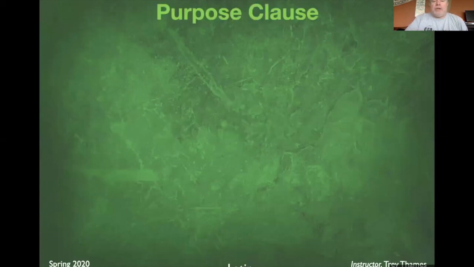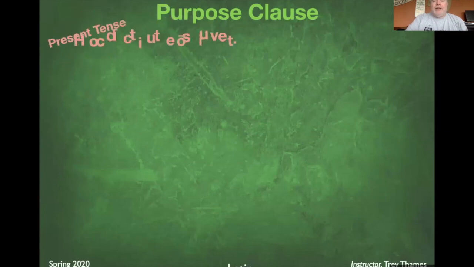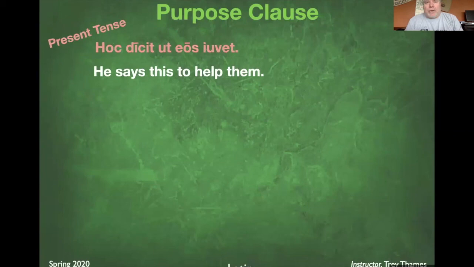So the purpose clause is what we learned last week. The purpose clause basically makes use of the subjunctive in a dependent clause. You've got the main sentence or the main verb, the main action, and then you've got a dependent clause added to it. So you're going to have a subjunctive verb in that secondary clause. And if it's introduced by ut, and if it is answering the question why something was done, it's a purpose clause.